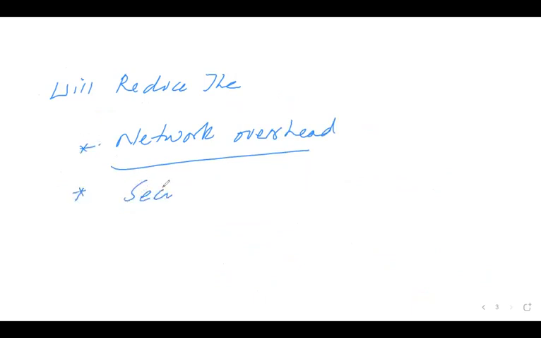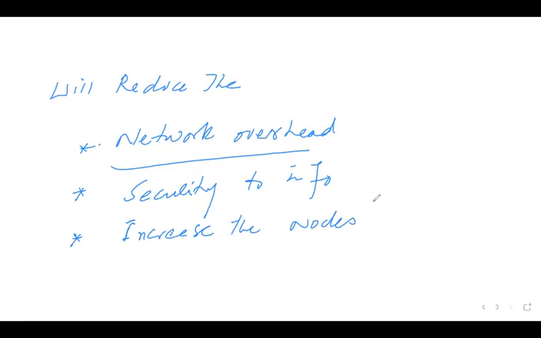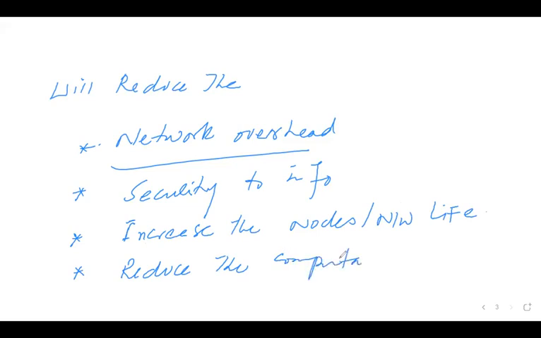Similarly, it will also provide security to the information that we want to share, as the data will not be exposed to all nodes inside the network. Another thing is that it will also increase the node's life, or you can say the network life, because they will do less processing. So it will also reduce the computational cost. This is the main mechanism that we are going to follow, to share only the control information and the control packets.